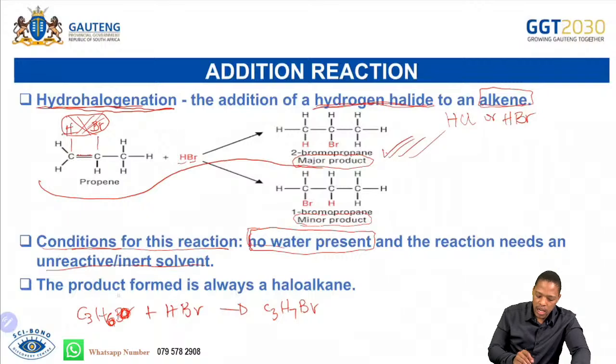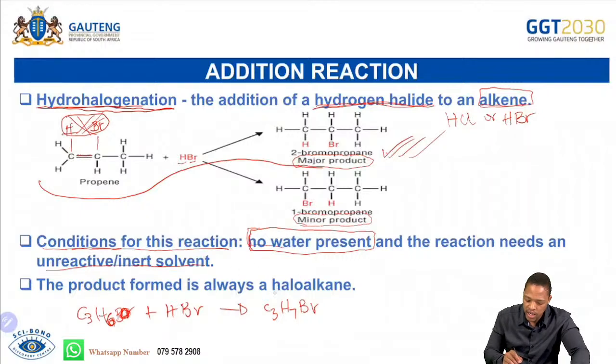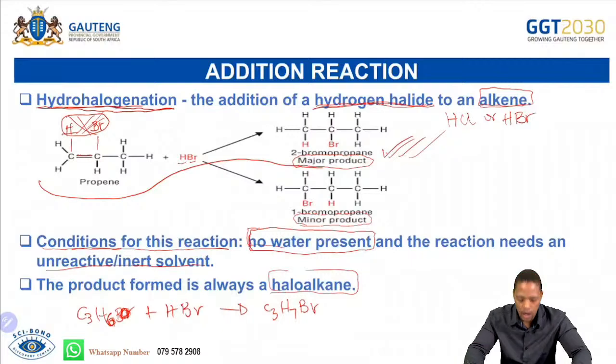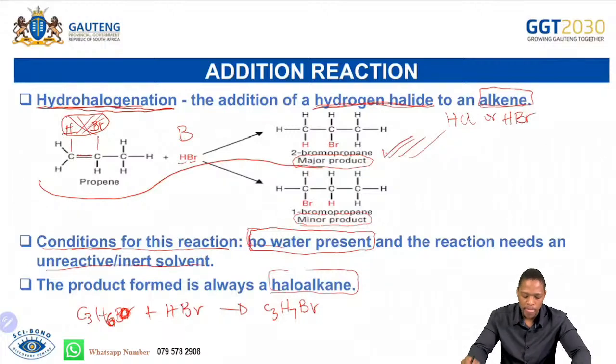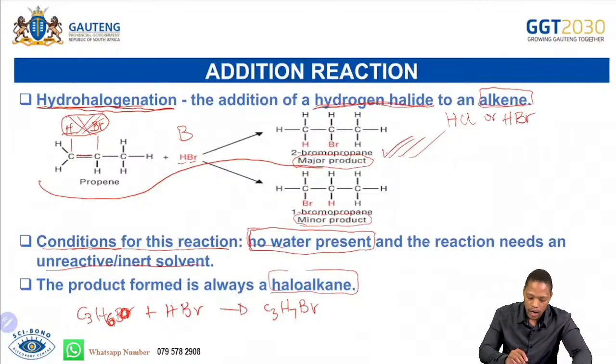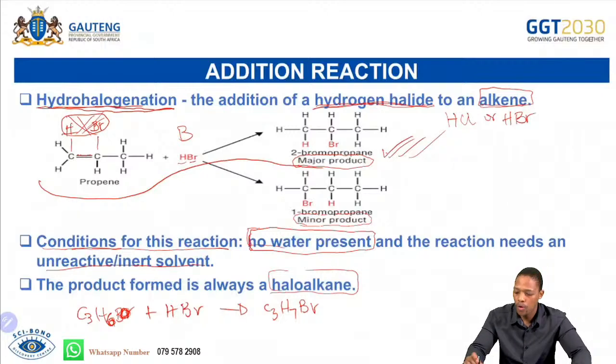And the products that are always formed in this reaction are haloalkanes, like was the case with halogenation. So it's very important to look at compound B. Check what compound B is. Hydrogen halide, hydrohalogenation. Simple as that.